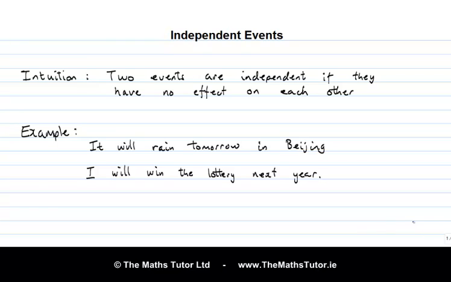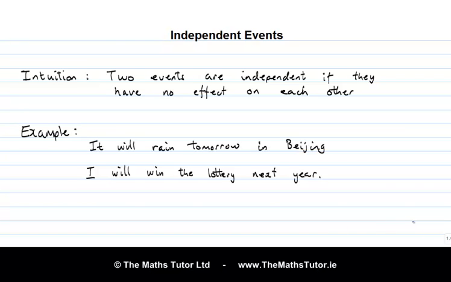So here are two events that most people would agree are independent. The first one is the event, it will rain tomorrow in Beijing. And the second event is, I will win the lottery next year. It's fairly clear that these two events have no effect on each other, and intuitively we would say that these two events are independent.